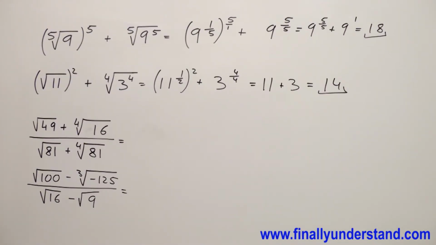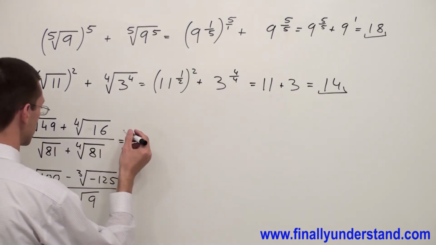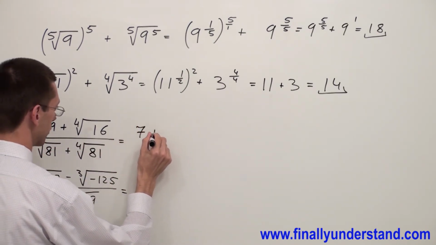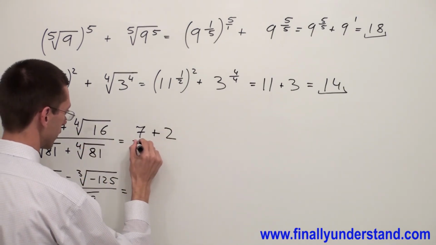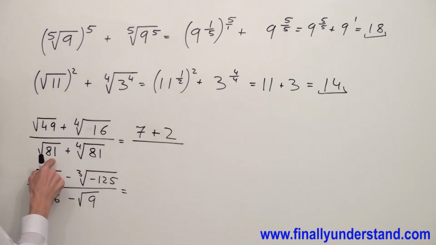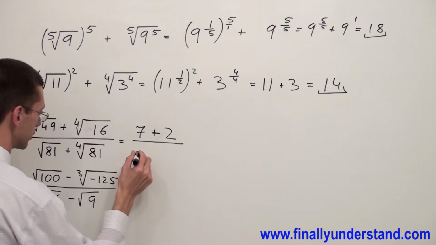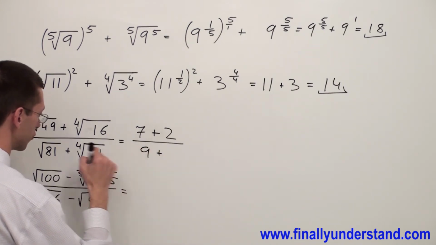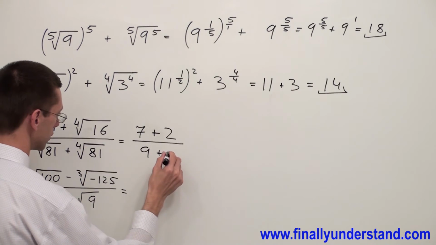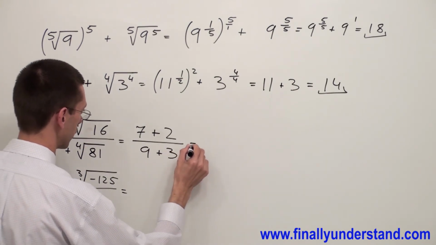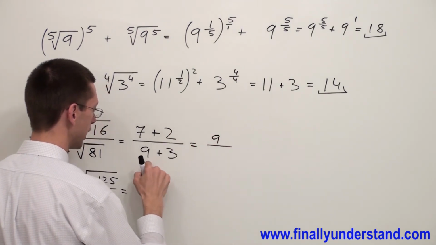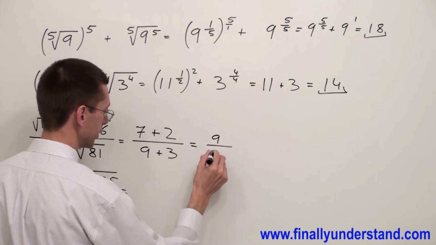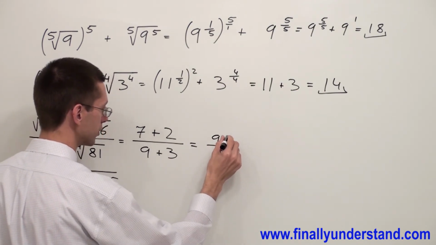Let's take a look at the third example. We have the square root of 49 is 7, plus the 4th root of 16 is 2, over the square root of 81 is 9, plus the 4th root of 81 is 3, equals 7 plus 2 is equal to 9, over 9 plus 3 gives me 12. I can reduce this fraction by 3.